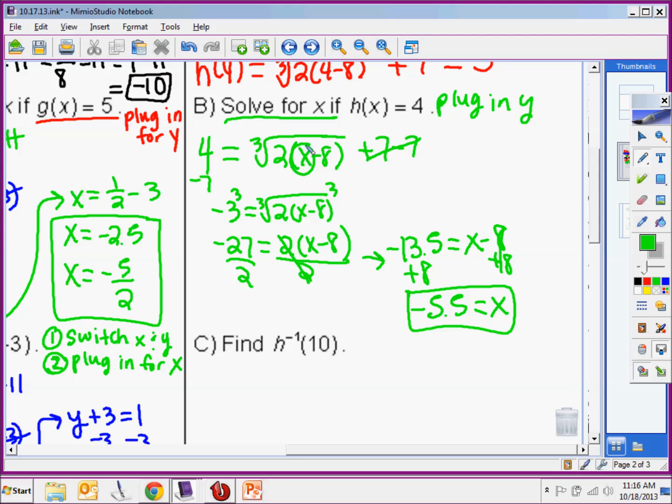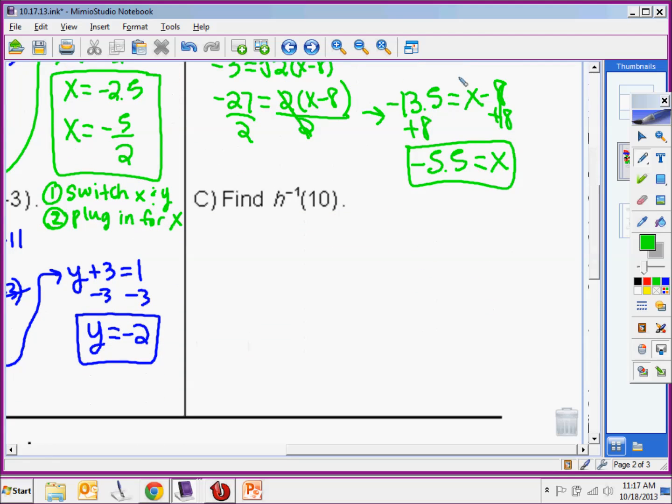I have a negative 8. How do I cancel out a negative 8? I add. What I do to one side, I do to the other. So x equals negative 5.5. Do we have clarity? All right.